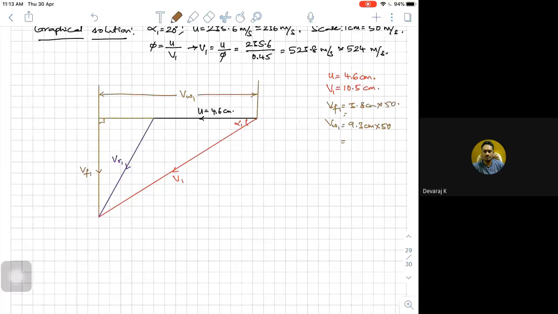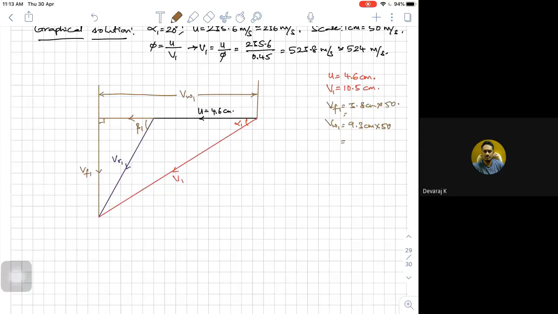So this is about your inlet velocity triangle. You close with this one. This is my beta 1, and this is my VW1. Now in this problem, they have given VF1 and VF2.